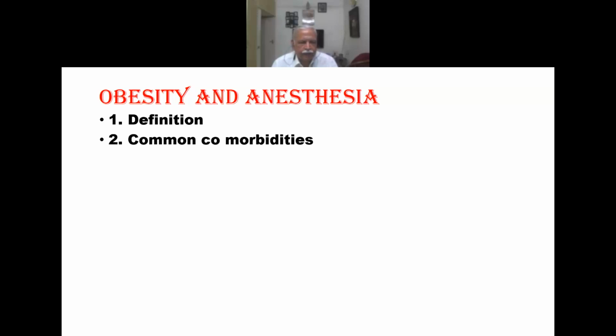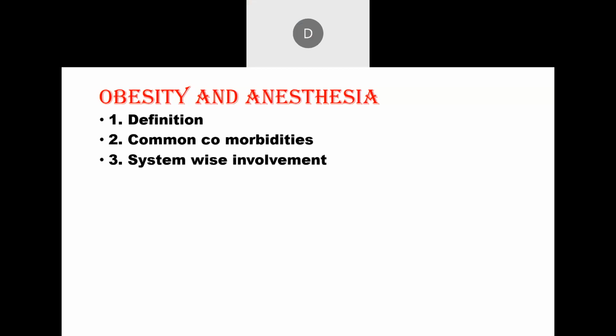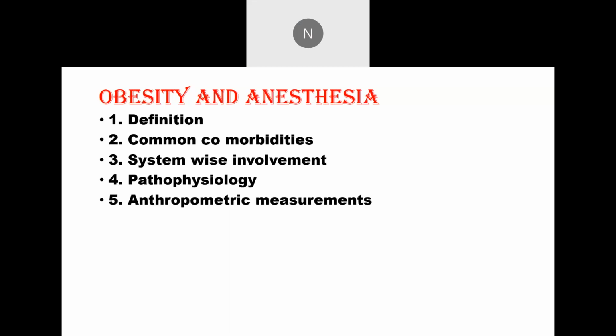What are the common comorbidities? They become hypertensive, diabetic, they develop coronary artery disease. And you must know about the system-wise involvement. What is the pathophysiology, how obesity occurs, and what are all the anthropometric measurements that are used to define obesity and grade. You must know all about OSA and metabolic syndrome. What is metabolic syndrome?